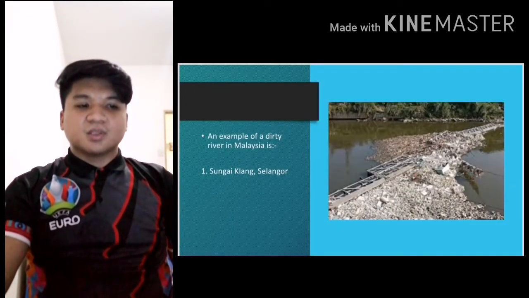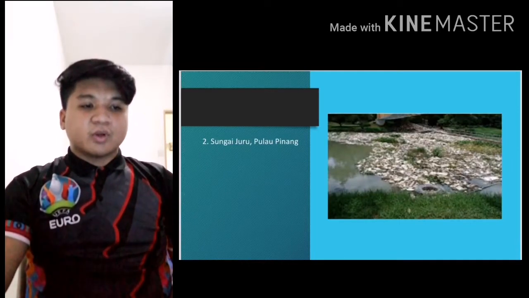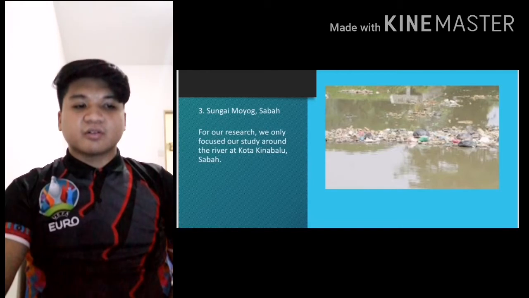These are examples of dirty rivers in Malaysia: number one, Sungai Klang, Selangor; number two, Sungai Juru, Pulau Pinang; and number three, Sungai Moyog, Sabah. For our research, we only focus our study around the river at Kota Kinabalu.